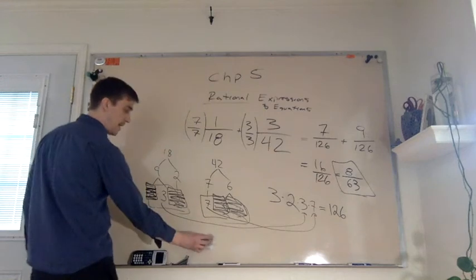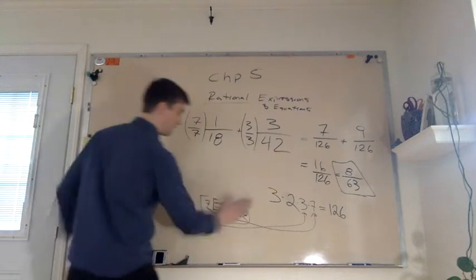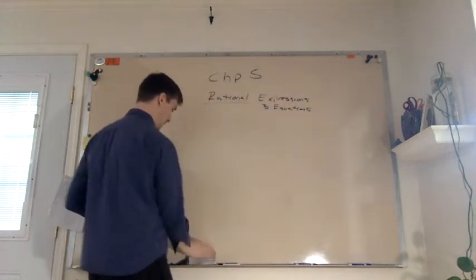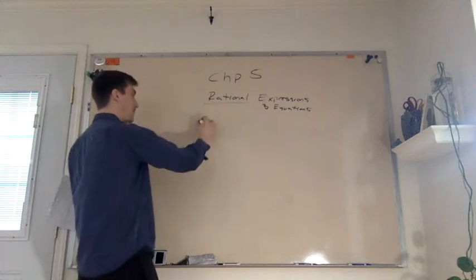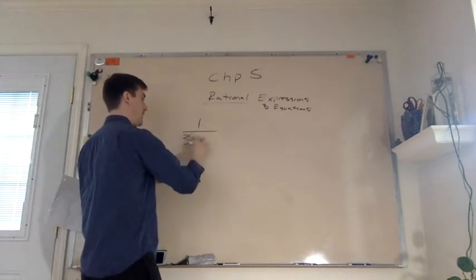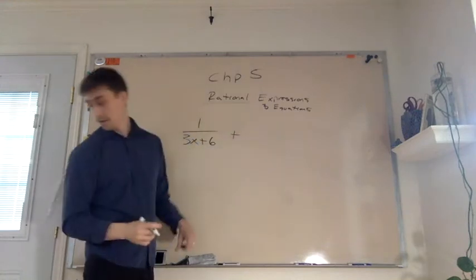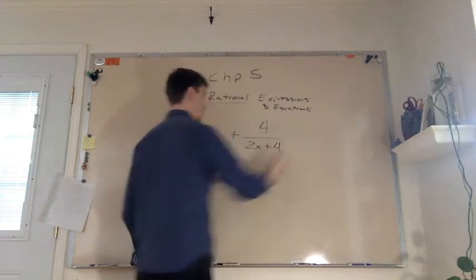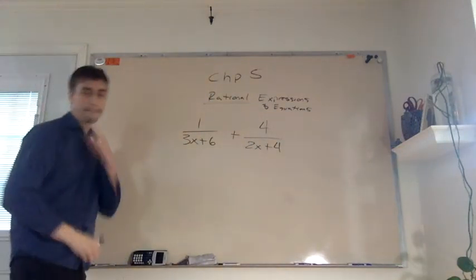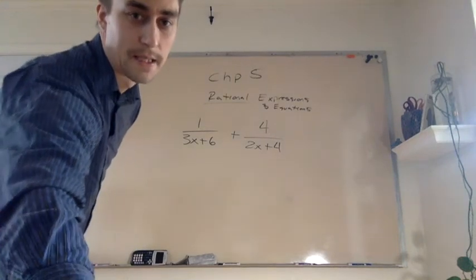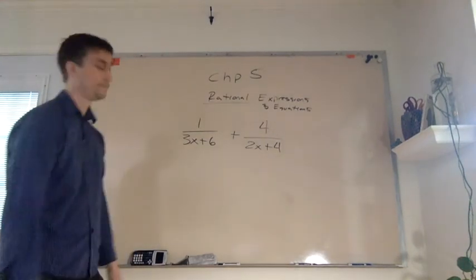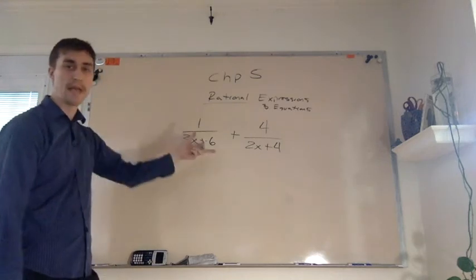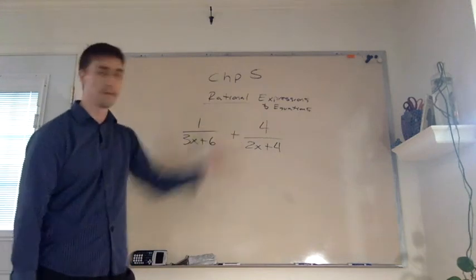All right, so let me give you an example of that. Take a really similar one with algebra. So how about 1/(3x+6) plus 4/(2x+4). Make sure this is recording still. Right. So again, it's just two fractions added together. This is a fraction added to another fraction.